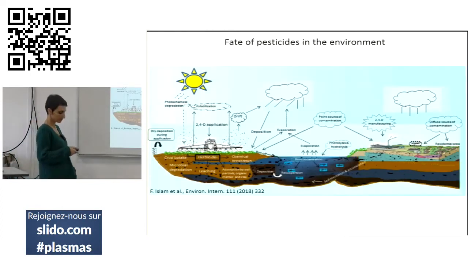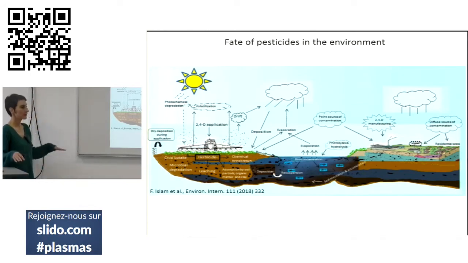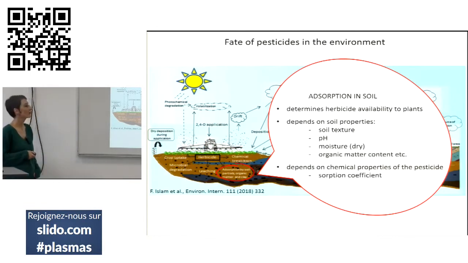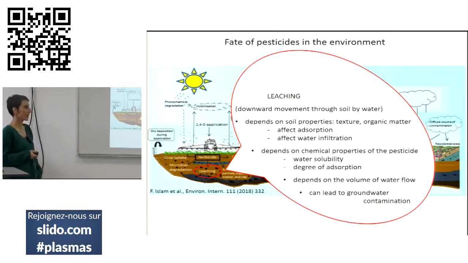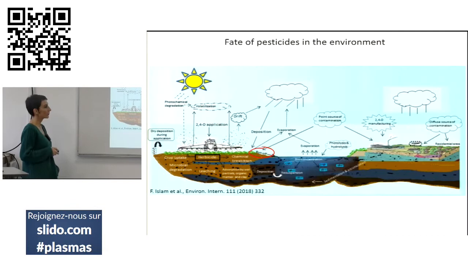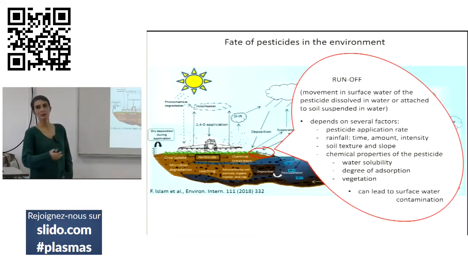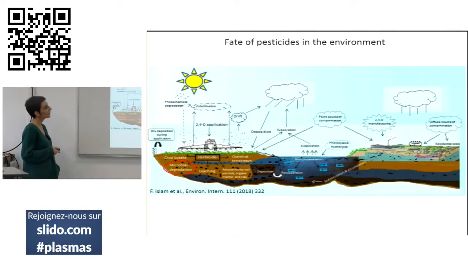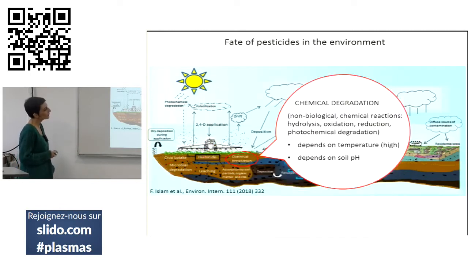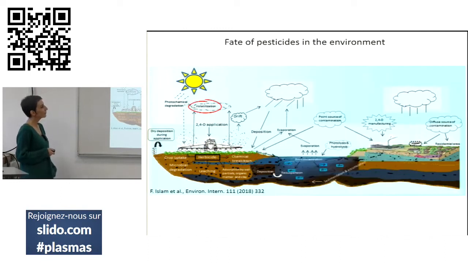So what happens when the pesticide is put in the fields? Adsorption can happen, and this depends on the soil properties and on the chemical properties of the pesticide. Then we can have leaching in case of heavy rain. This again depends on the soil properties, on the chemical properties of the pesticide, and of course on the volume of the water flow, and it leads to the contamination of groundwater. We can have also runoff, and this is the transport of the pesticides into the surface water. The pesticides in soil can be degraded by microorganisms. They can also be degraded chemically by various reactions such as hydrolysis, oxidation, reduction, and so on. And volatilization can also occur.